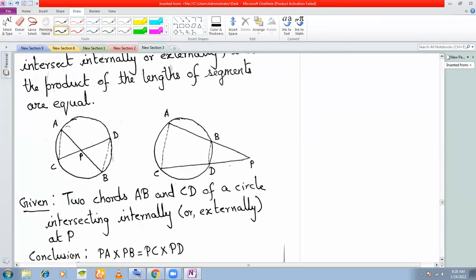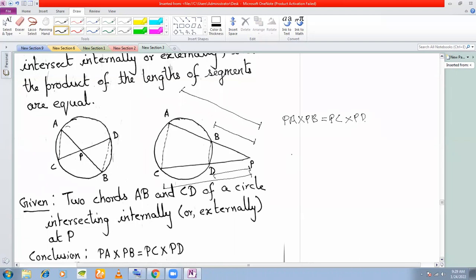However, if you consider the second case, where the chords intersect each other externally at P, this is a chord AB, this is a chord CD, and if these two chords, when produced, intersect each other externally at P, then also the product of the length of the segments must be equal. So you have PA, this length, into PB, this length, the product of these two, PA into PB, must be equal to this entire length PC into this length PD.